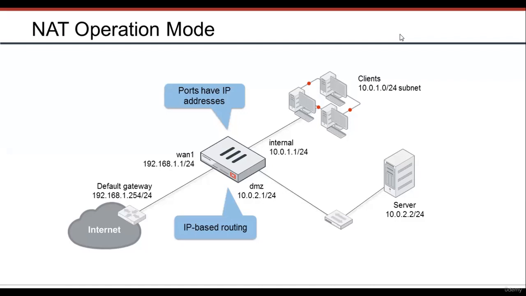Clients on each subnet send frames that are destined for a FortiGate MAC address, not the real MAC address of the server.